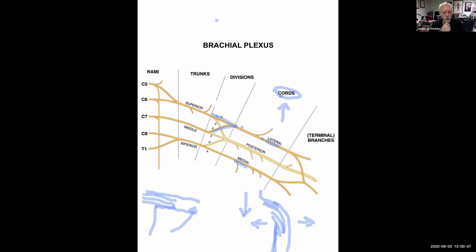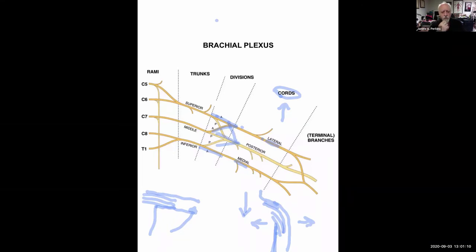The medial chord is formed from just the anterior division of the inferior trunk. Nothing else joins it. And then the posterior chord is made up of the posterior divisions of all three trunks coming together posterior to the axillary artery.